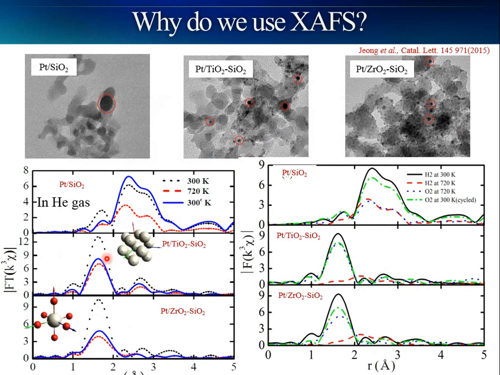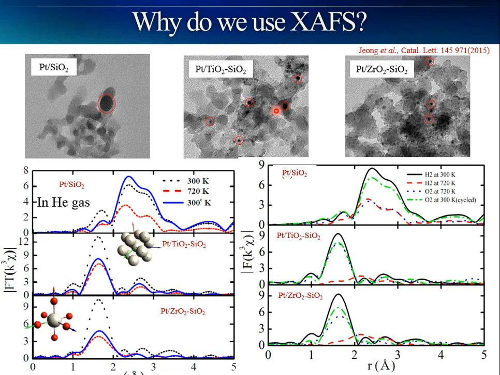Okay, the second example is platinum nanoparticles on different supports: silicate, titanium silicate, and zirconia silicate. Right? The red circles indicate the platinum nanoparticles on the TEM image. The amount of platinum in the catalyst is less than 48%. We would like to address the circumstance around the platinum nanoparticles during a redox process at different temperatures. It is very hard to address using the previous tools.